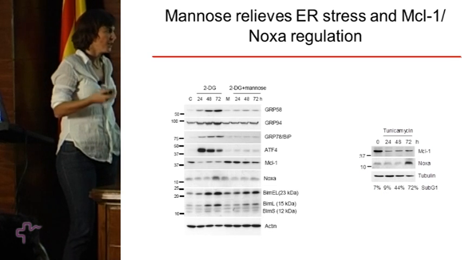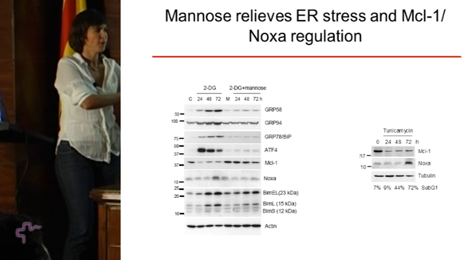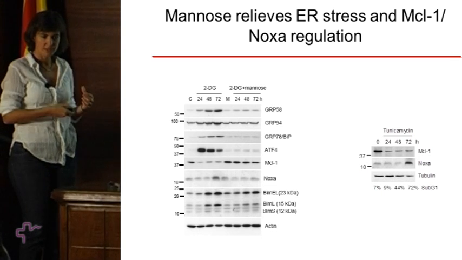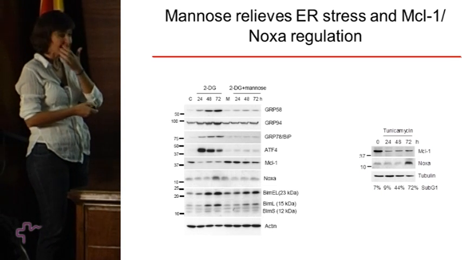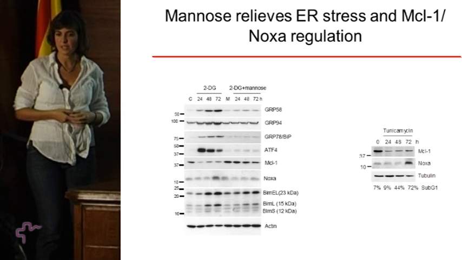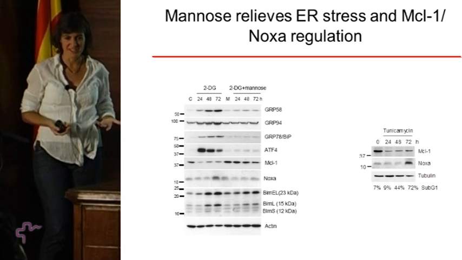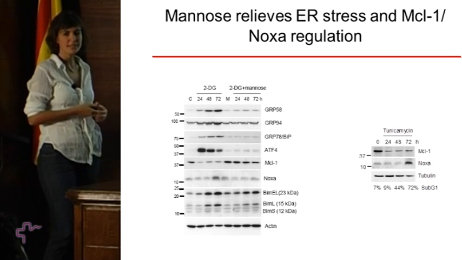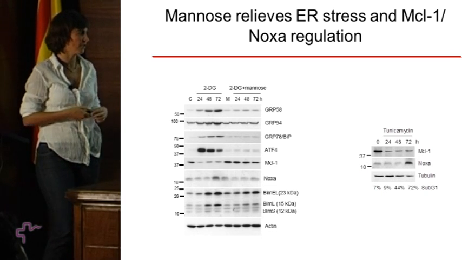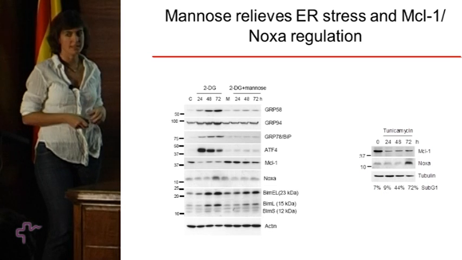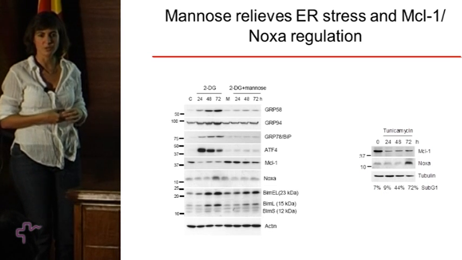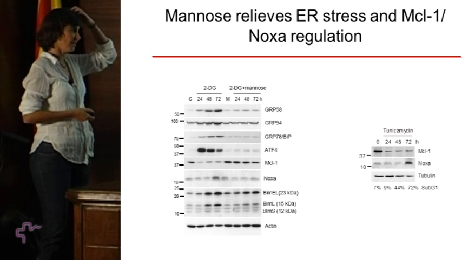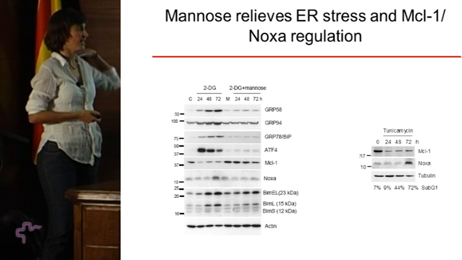As another proof that the problem with glycosylation and also ER stress was causing cell death, we employed a classical ER stress inducer, tunicamycin, which is an inhibitor of glycosylation. Tunicamycin also produces a downregulation of MCL1 and the late upregulation of NOXA when we use a dose that is killing with the same kinetics as 2-deoxyglucose. So we're fairly convinced that it's ER stress that is causing death of the cells.